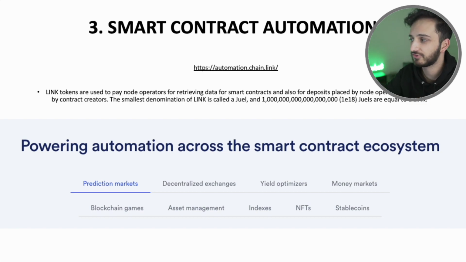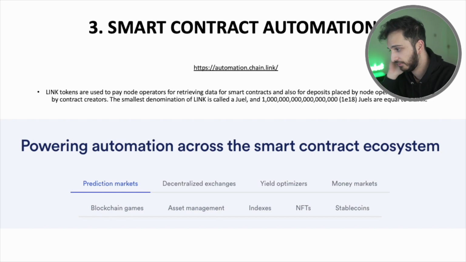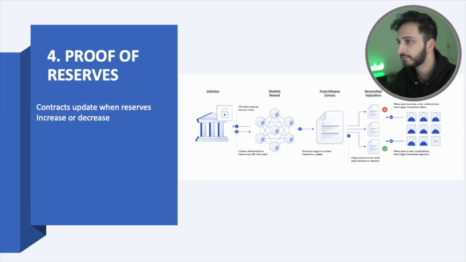An interesting thing is the smallest denomination of link is called a joule, which is 10 to the power of 18, with that being equivalent to one link. So just like with Ethereum, you've got smaller subdivisions called Gwei, Link also has that as well. I just thought that was an interesting thing, and I just included that there. So yeah, smart contract automation, Chainlink can also offer this as well.